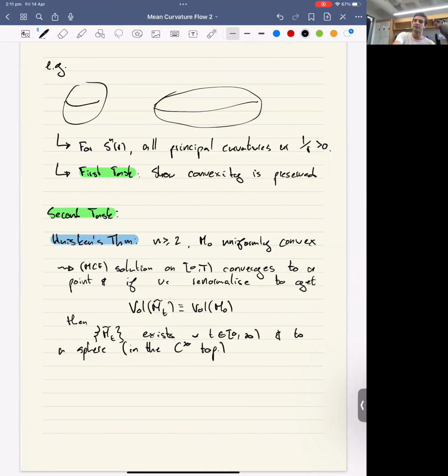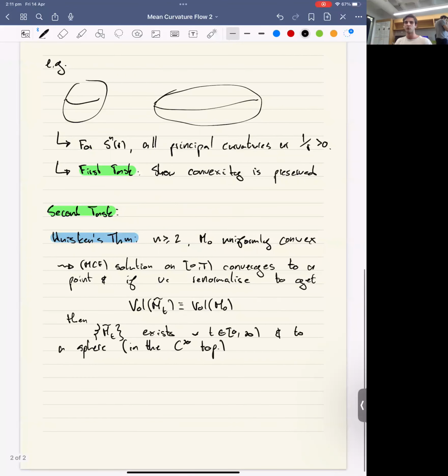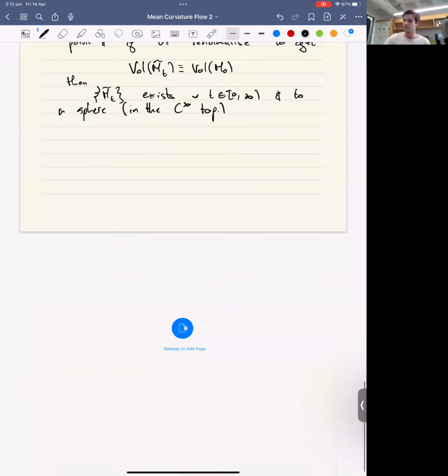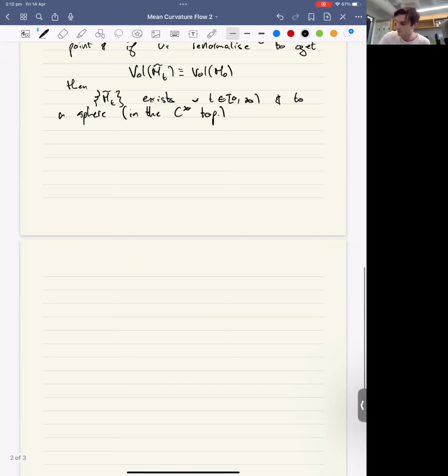Okay. Sometimes I'll just point out, some people phrase this as the fact that my hypersurface under mean curvature flow shrinks to a round point. So it's shrinking to a point, but it's getting very round. It's starting to look more and more like a sphere. And just to make some remarks, okay, so remark.